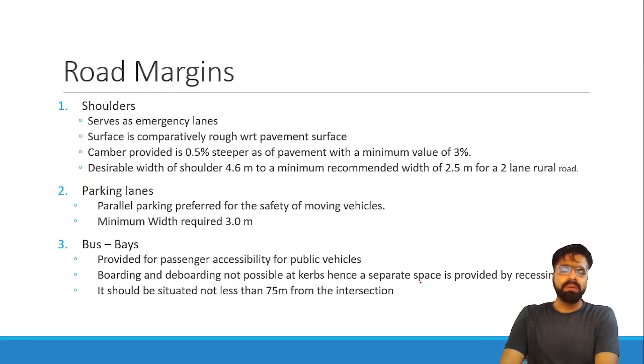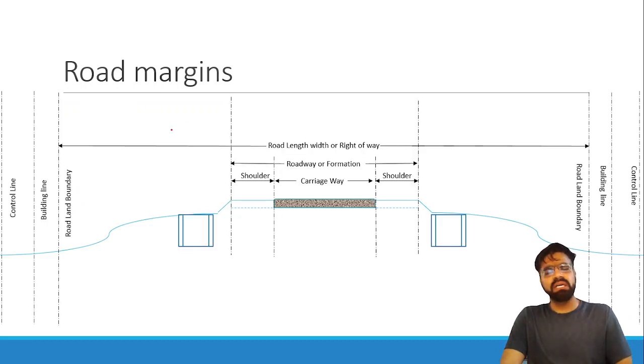One is the shoulder. As we talked about, the shoulder is provided additional to the carriageway. What are the specifications of these shoulders? These are emergency lanes. Why emergency lanes? Why not regular lanes? Because the surface of the shoulder is not as smooth as the pavement. The shoulder has a rough surface.